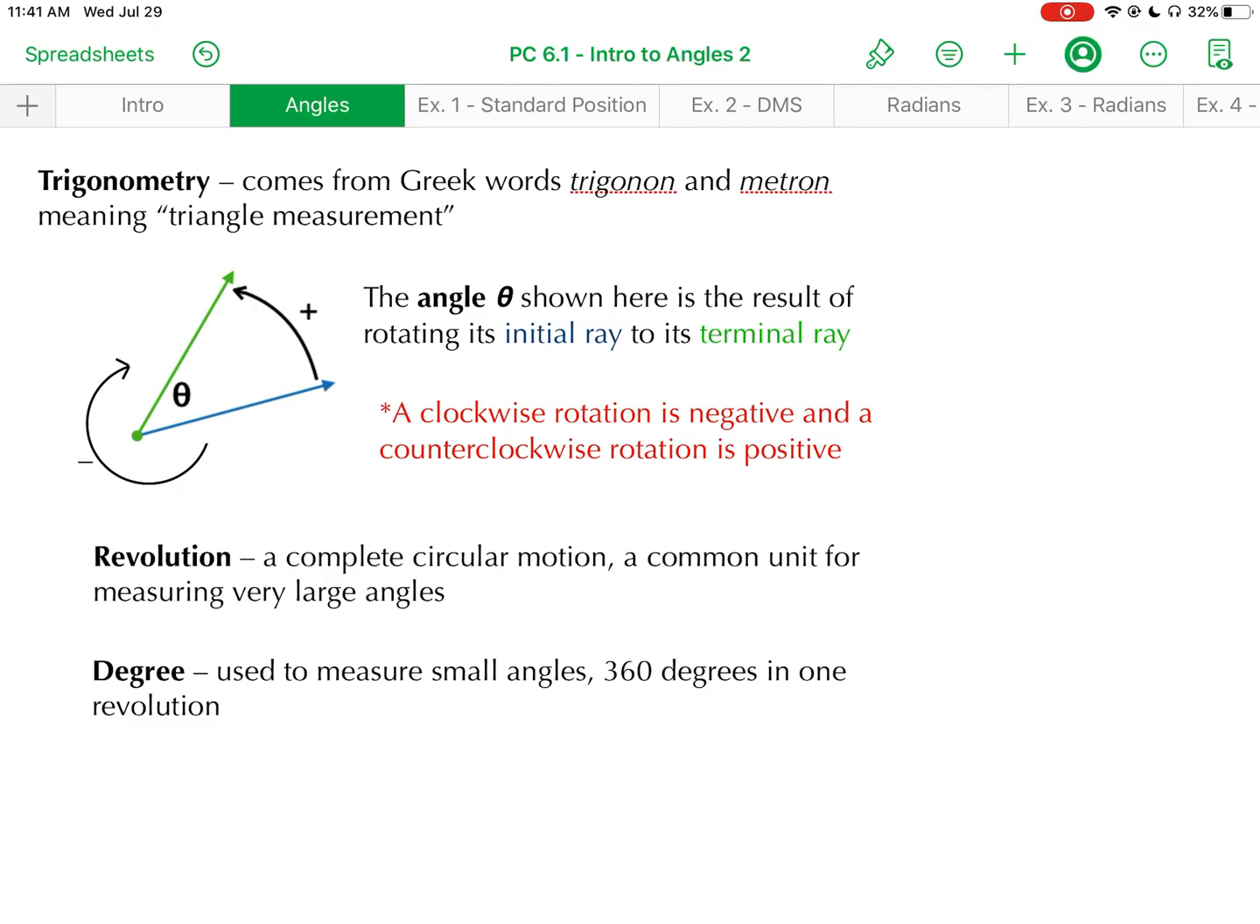Angle measures can be represented or measured several different ways. We usually use revolutions to measure large angles. One complete circular motion is considered one revolution. And then we often use degrees for our smaller angles. And of course, we know by now that there's 360 degrees in one full revolution.